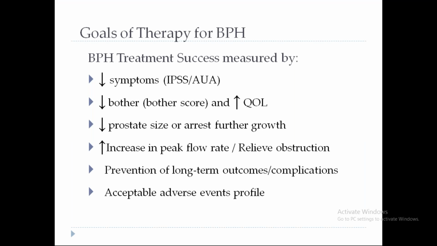So now a patient has come to you and we have diagnosed it as BPH. What are your goals of therapy? BPH treatment success is measured by a decrease in symptoms, a decrease in the IPSS score, and an increase in quality of life. You have to decrease the prostatic size or arrest its further growth. You have to increase the peak flow rate or relieve the obstruction. And you have to prevent long-term outcomes or complications, with an acceptable adverse events profile.